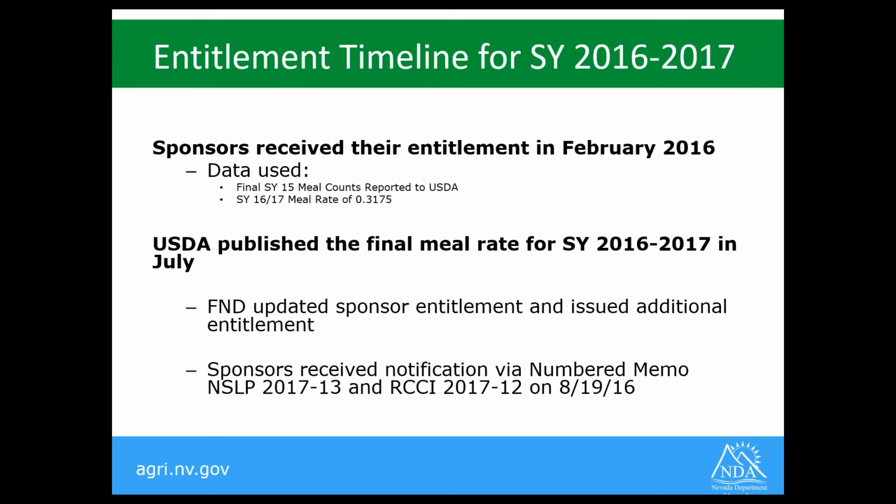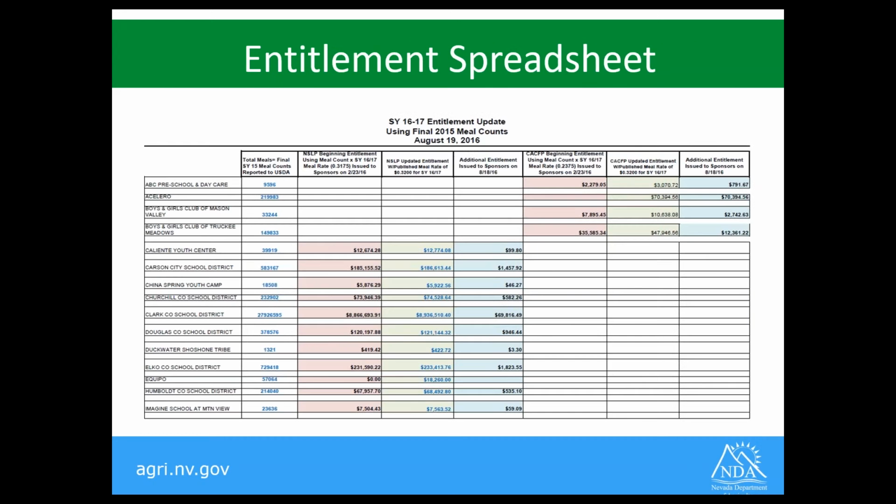We notified sponsors of the entitlement update in numbered memos NSLP 2017-13 and RCCI 2017-12 back in August. This is the spreadsheet that was sent with the numbered memos so that sponsors can see the additional entitlement they received with USDA's final meal rate. If you have any questions about the spreadsheet, please feel free to call me anytime.